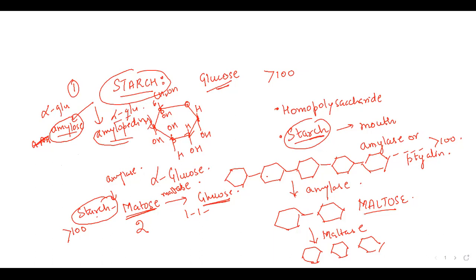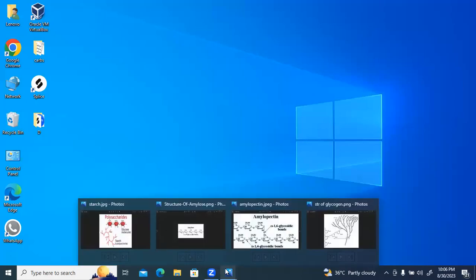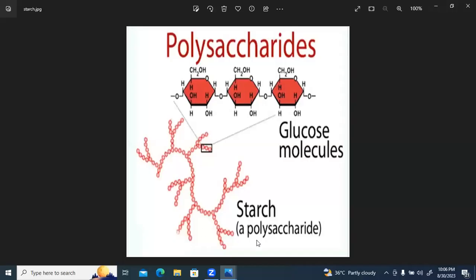Now, let me show you a diagram for this first. First of all, let me show you a diagram for the starch, and then we'll see the diagram for amylose and amylopectin. So this is the structure of starch. Here you can see a single glucose molecule, bound by alpha 1,4 linkages, and when this linear chain is formed, it is called starch, which is the polysaccharide.